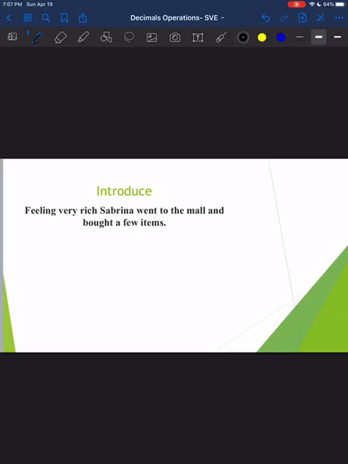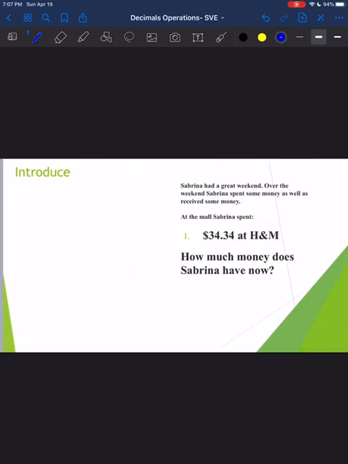What are some key words here that I need to pay attention to? Correct. Bought a few items. So that tells me what? Yep. So bought means that I am going to be subtracting, and few means that I'm going to be subtracting more than one item. So she's going to be subtracting and spending her money more than once.